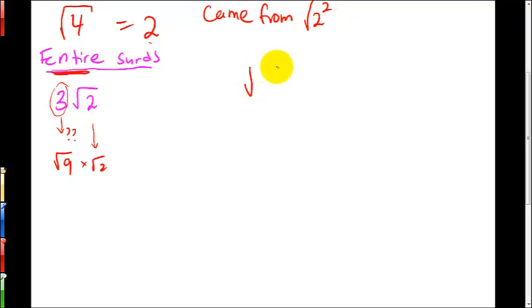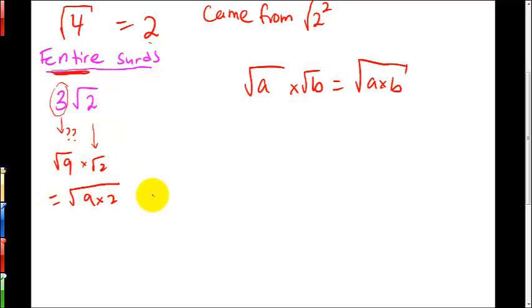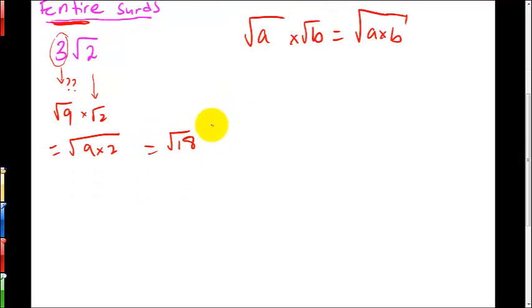Now, from this rule, obviously, root A times root B can equal root A times B. So we are allowed to multiply surds that are different. So you see this is a root 9 times root 2. That becomes root 9 times 2, which equals root 18. Okay, let's try another example.